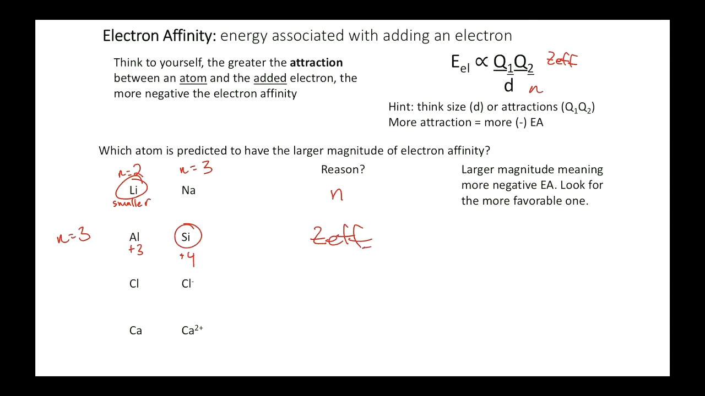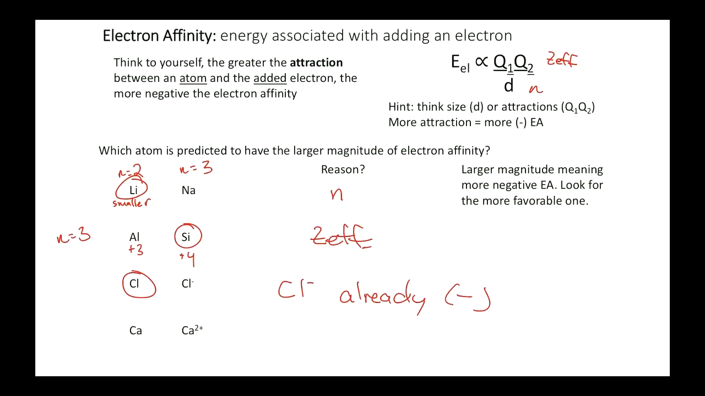All right, chlorine versus chloride. Which one is it more favorable to put an electron on? Chlorine, which one? Neutral or minus? Neutral, and the idea here is chloride is already negative. It's already negative. So you're trying to take a negative particle and shove a negative electron on it. That's not super favorable to do.